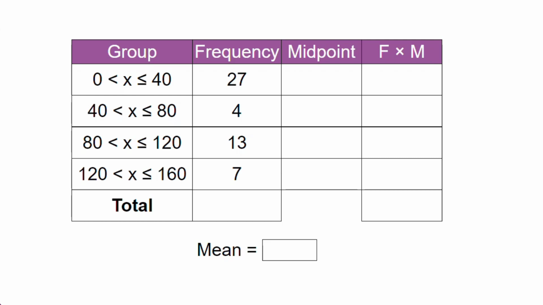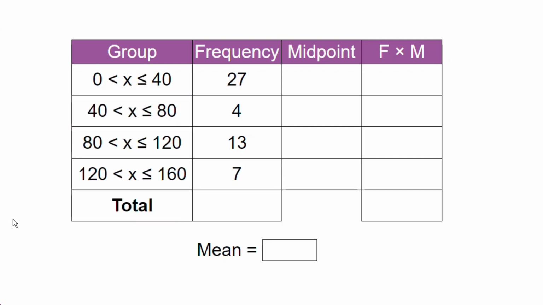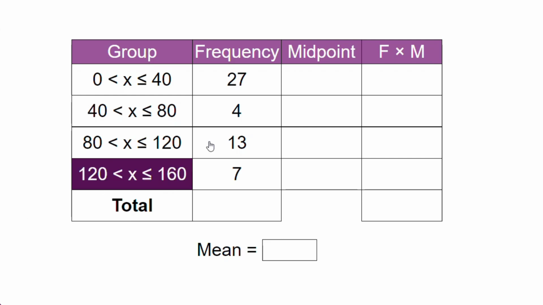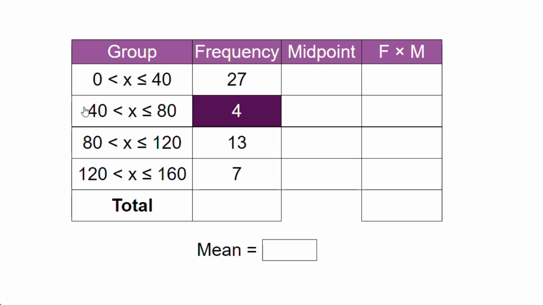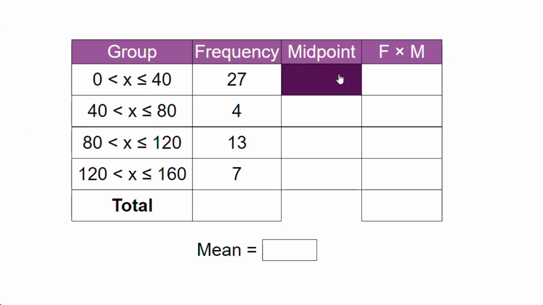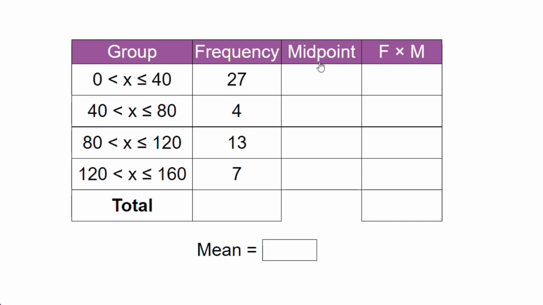Now for this question, we want to work out the mean from the frequency table for a grouped class. To work out the mean, you know already we have the frequency down here. So to find the mean, the first thing we need to do is to get the midpoint. The midpoint is the mid value between 0 and 40, and that value would be 20.